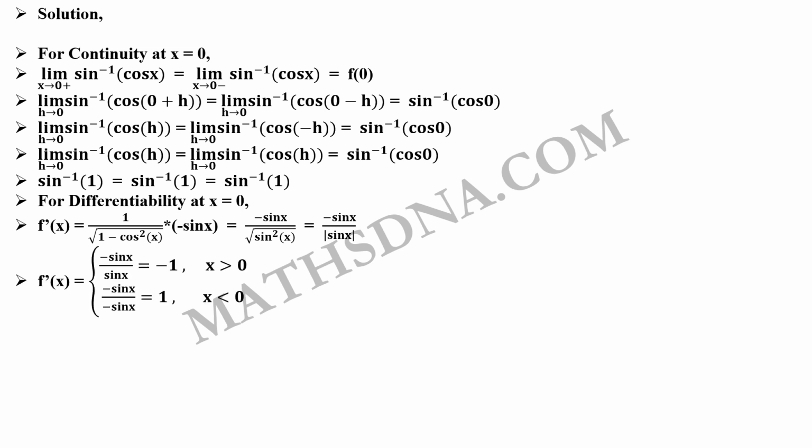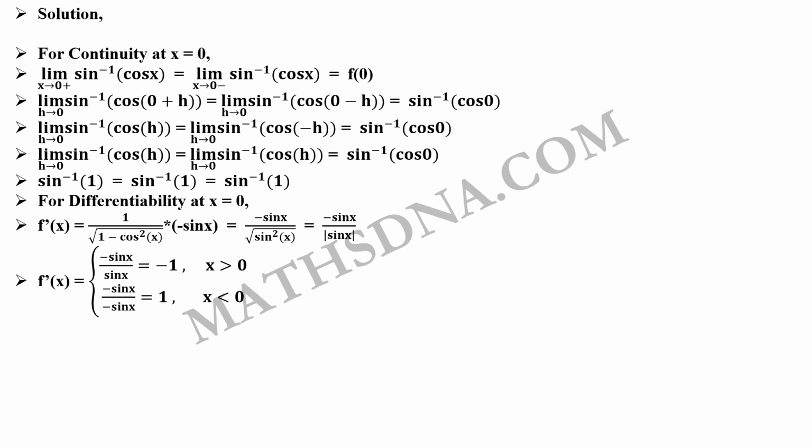Now depending upon the value of x, we have our function f dash x equals minus sine x upon sine x, that is equal to minus 1 if x is greater than 0, as definitely the modulus in the denominator will be plus. And if x is less than 0, sine being an odd function, it will be minus sine x upon minus sine x, and that will be equal to 1. So we have two different values of our derivative: minus 1 if x is greater than 0 and 1 if x is less than 0.